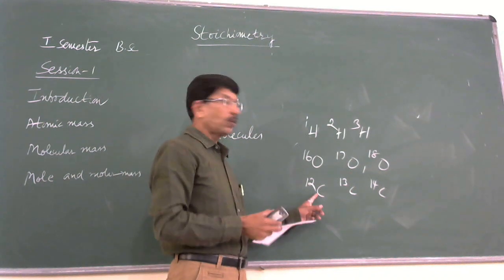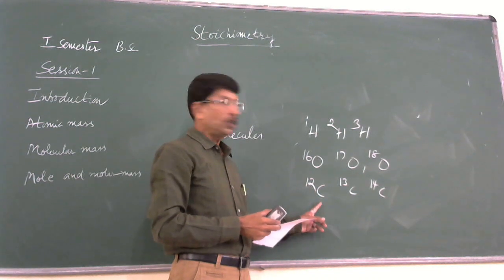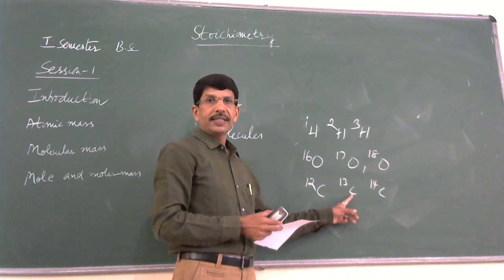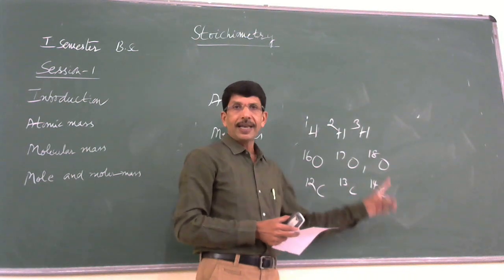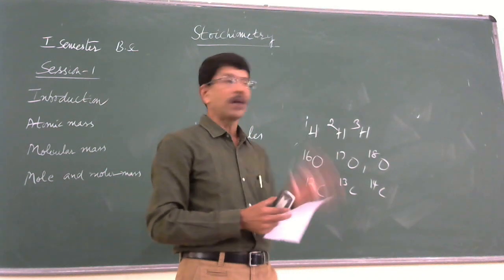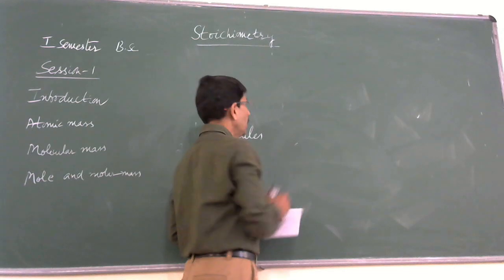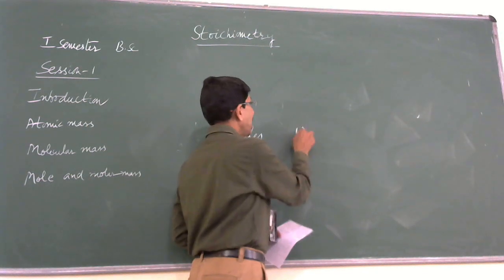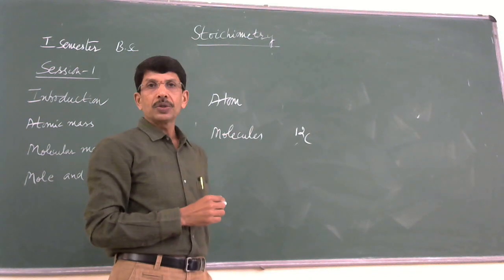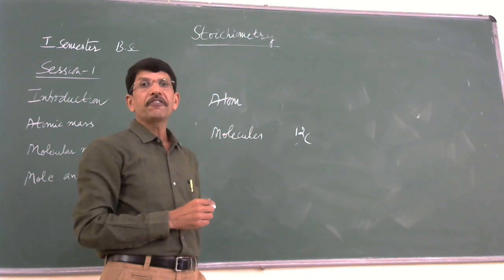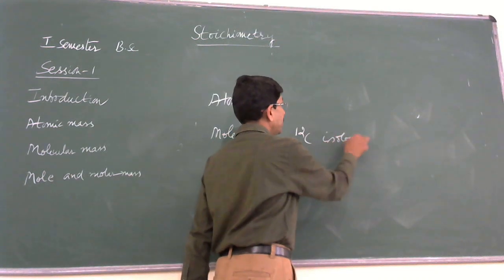If you consider C12 isotope, mass number is 12: there are 6 protons and 6 neutrons. In C13, there are 6 protons and 7 neutrons. In C14, there are 6 protons and 8 neutrons. So that is the meaning of isotopes. In the 19th century, the atomic masses and molecular masses were calculated taking C12 as a reference. So C12 isotope is taken as a reference.